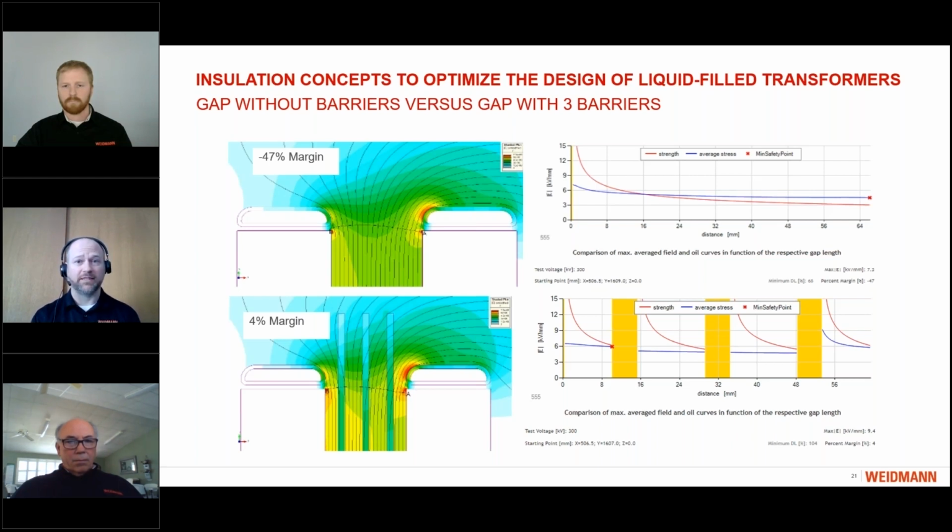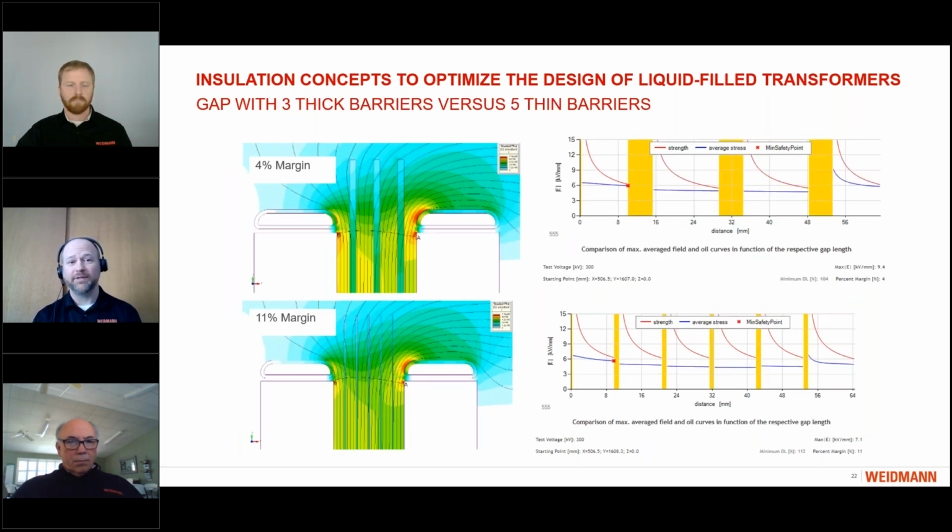So if you go to the next slide, please, I will show a comparison again. So now what we've done is broken that gap up into smaller ducts using thinner barriers. So we went from 3 thick barriers to now 5 thin barriers with a little better control of each of the duct sizes. In this case, that gained us an additional 7% margin just by adding in those few barriers.